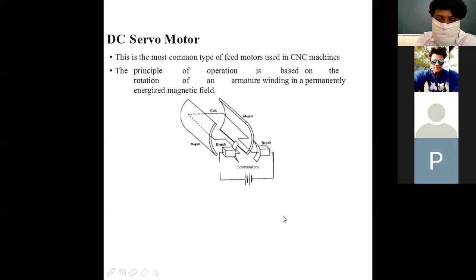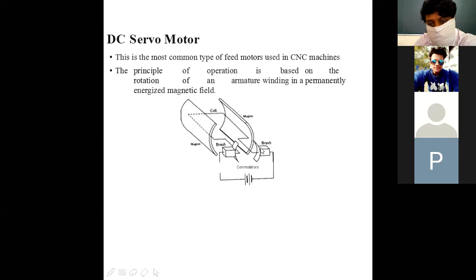Okay, servo motor. Now this is the constructional details of servo motor. This is the most common type of feed motor used in CNC machine. The principle of operation is based on the rotation of an armature winding in a permanently energized magnetic field. Now see how this works. This is one magnet, this is another magnet. So why do we need two magnets here?